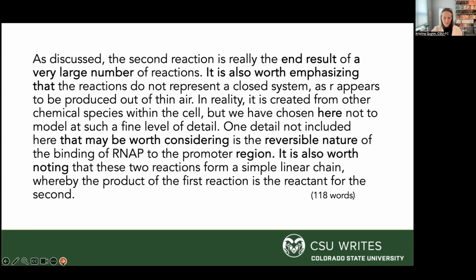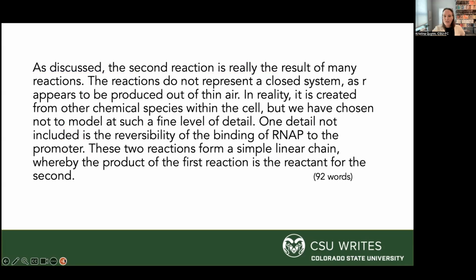Okay. It's 118 words for this paragraph, and you can see based on what we just talked about, it's like omitting needless words. As discussed, the second reaction is really the end result of a number of reactions, right? Or the result of a number of reactions. So the reactions do not represent a closed system. So if we go to something that's revised, you can get it down to 92 words pretty easily.